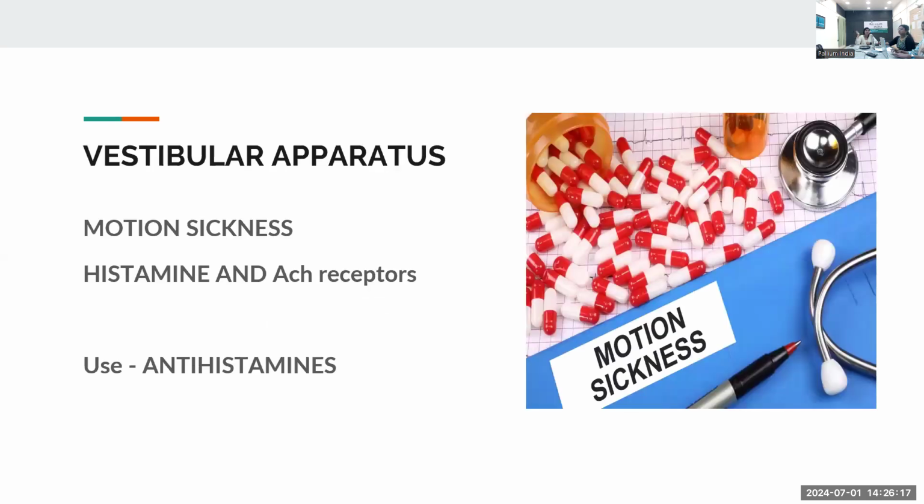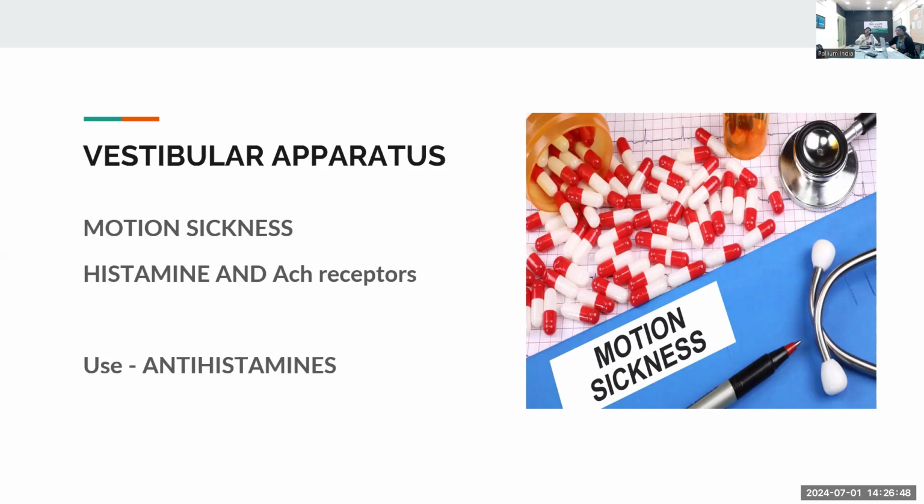Now coming to the vestibular apparatus. The patient's vestibular system is stimulated and there will be a lot of release of histamine. So what can we give here? We can give antihistamines. If you give ondansetron here, will it work? No. For vestibular apparatus stimulation, we have to give antihistamine because histamine is causing the problem. That is the importance of knowing the cause of nausea and vomiting.